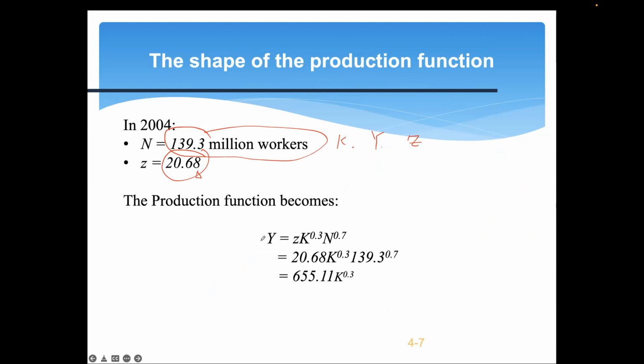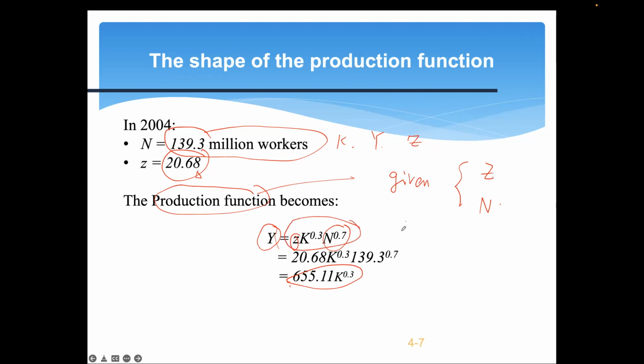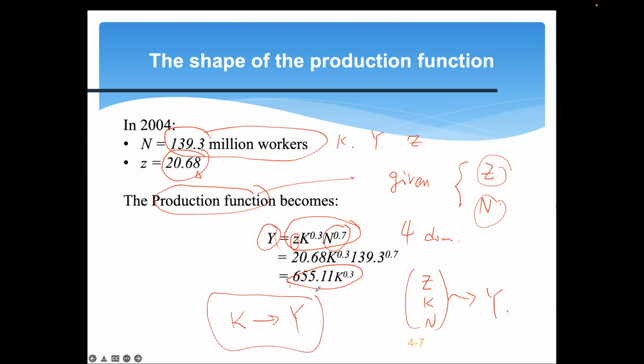Now, given this information, we have the production function. Y equals, and we plug in this Z and this N, so we have Y as a function of K. To be precise, we look at a production function for a given value of Z and N. The original function is 4-dimensional: it maps Z, K, and N, three dimensions, into one dimension Y. It is almost impossible for us to visualize, so we reduce the dimension by fixing Z and N and only look at the relationship between K and Y. That gives us a meaningful illustration.